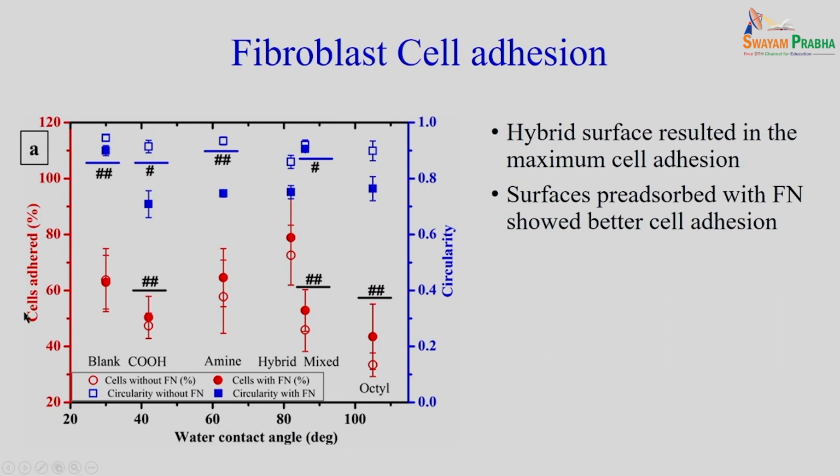this is the percentage of cells adhered and this is the cell circularity. The details of the cell surface interaction, how to analyze it and how these cell surface interaction studies are performed, we have already discussed in the previous lectures.